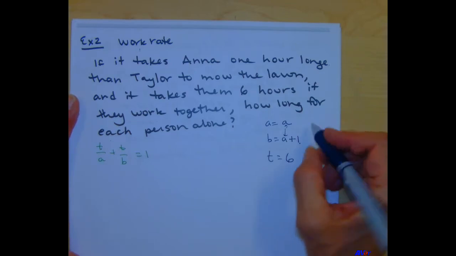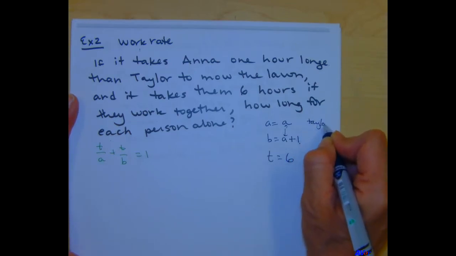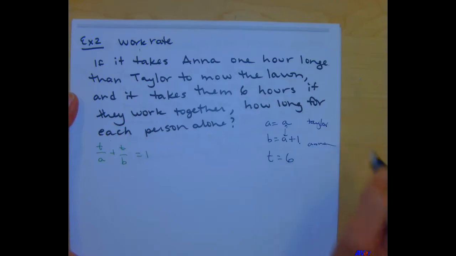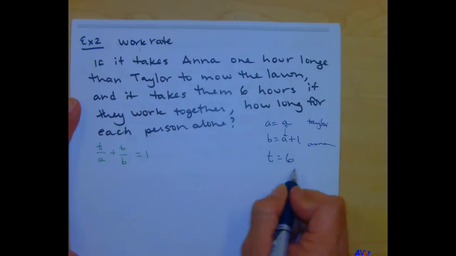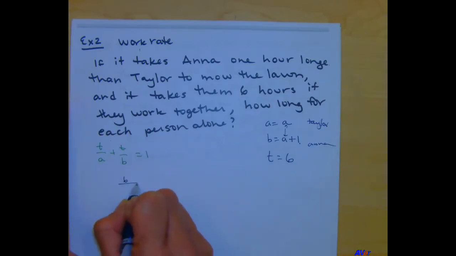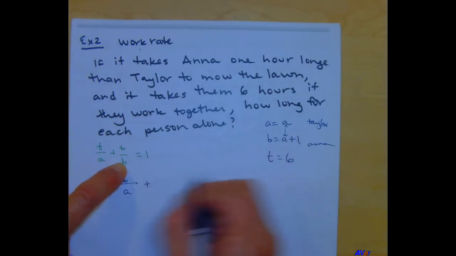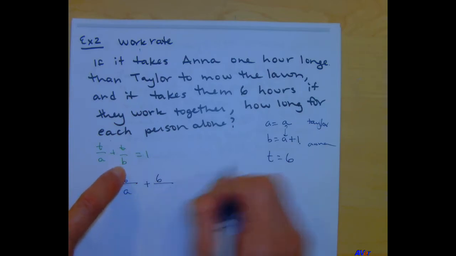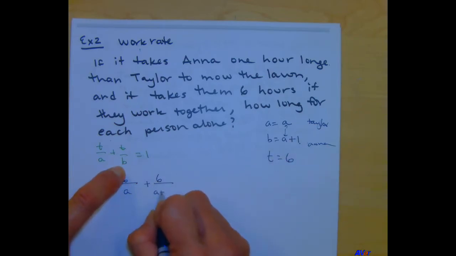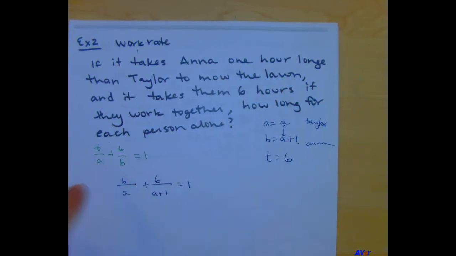So it looks like this, with Taylor and Anna. Okay, so here we go. T, now being 6, over A, plus T, still a 6, over B, and I'm going to put in A plus 1, so that I have just my one variable there. And now we need to solve that.